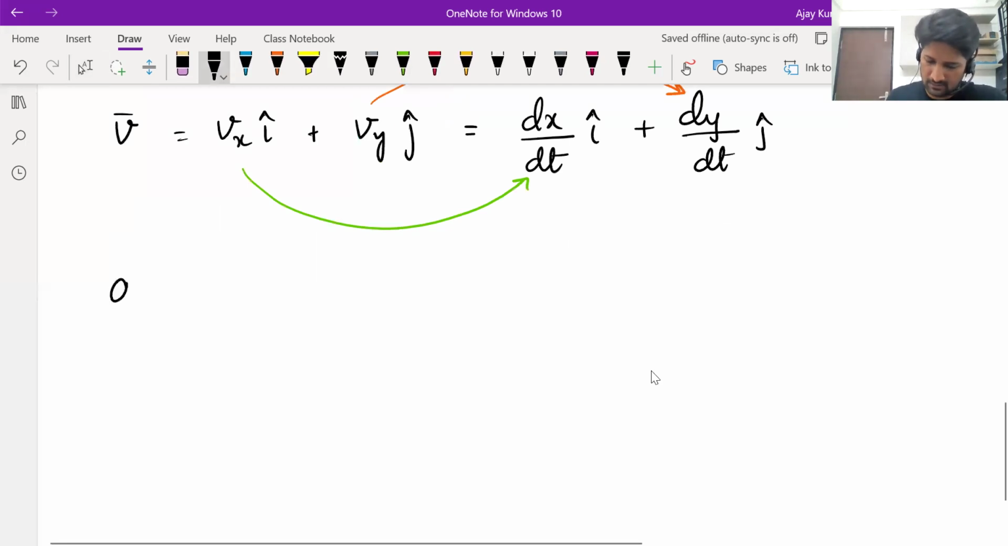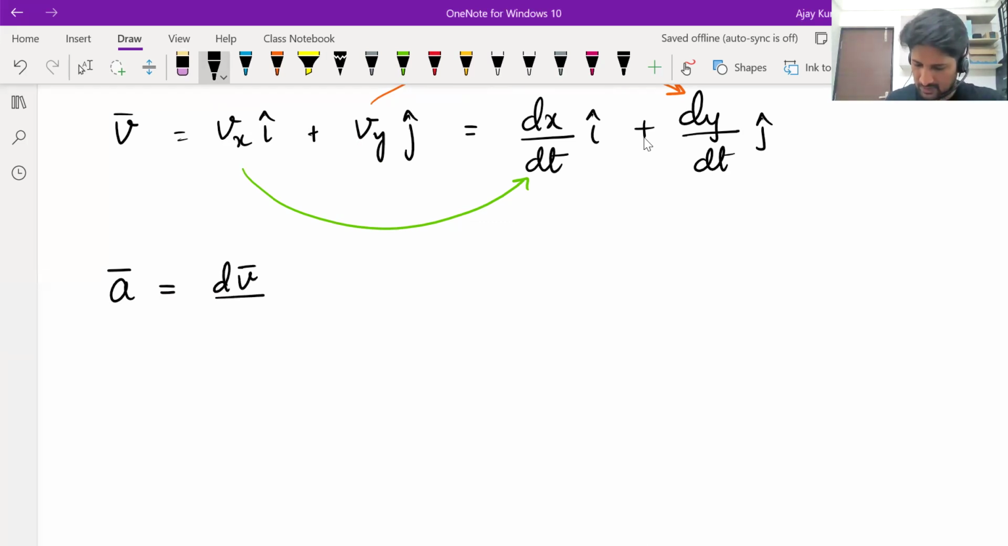Similarly, acceleration. One of you quickly tell me, how is acceleration defined? Rate of change of velocity with respect to time, sir. Correct. How do we write it mathematically? Rate of change of velocity with respect to time. dv by dt, sir. Correct. dv by dt. So to get acceleration, we need to differentiate the velocity function, which is vx i cap plus vy j cap.